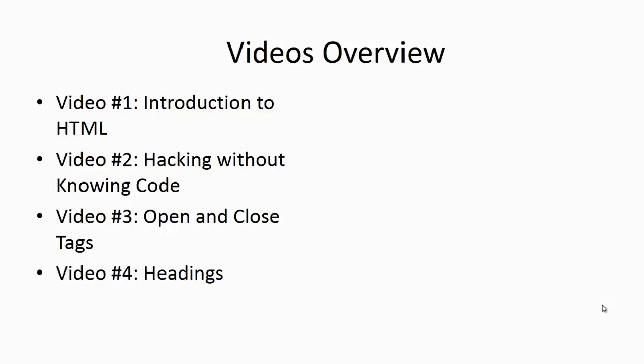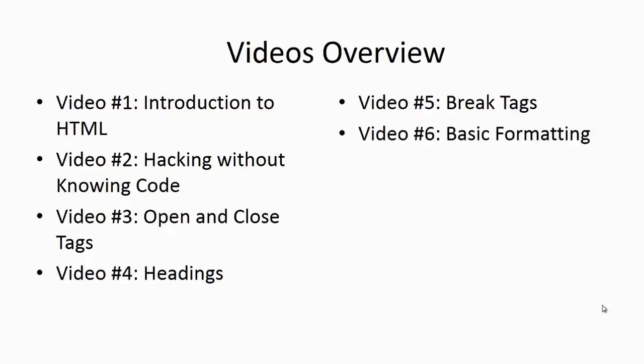So headings is something that you're going to run into on and on and on, so we're going to focus on that in video number 4. Video number 5, we're going to talk about break tags. Break tags allow you to break sentences up so that you have white space in between. This is also good for creating white space between images and everything like that. Video number 6, we're going to talk about basic formatting: underlining, bolding, italicizing, things like that you are going to run into. Video number 7, we're going to talk about lists, unordered lists and ordered lists.